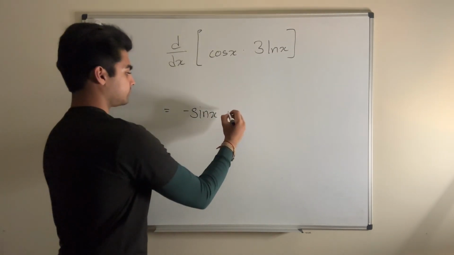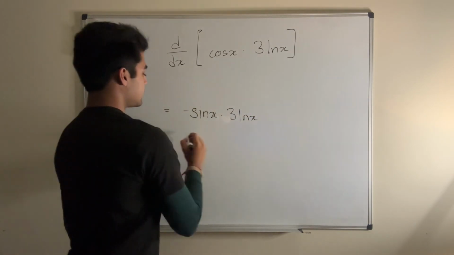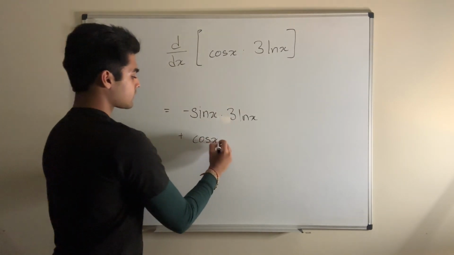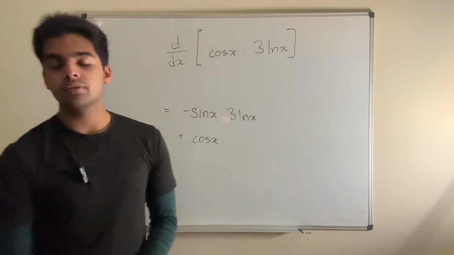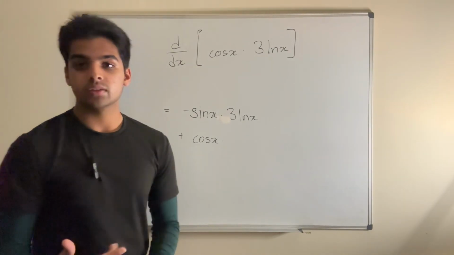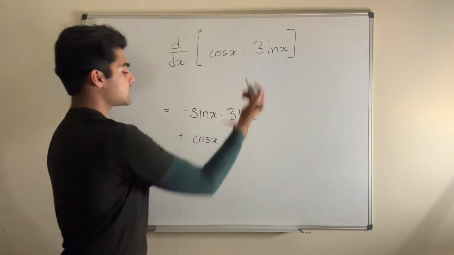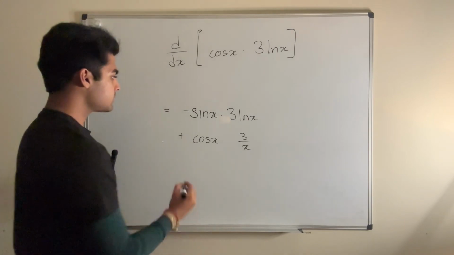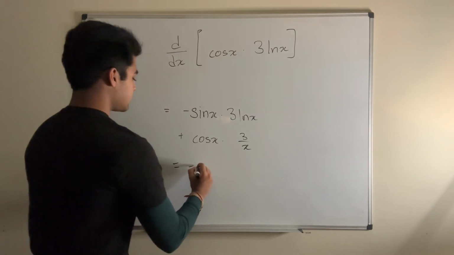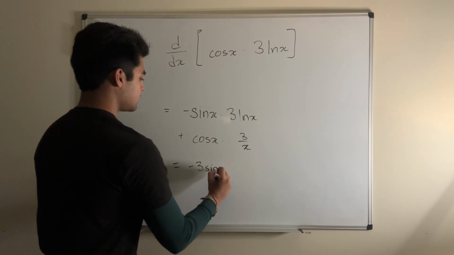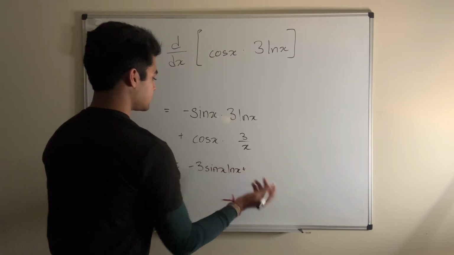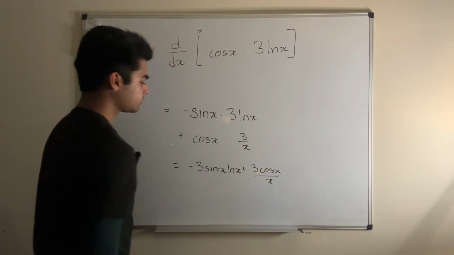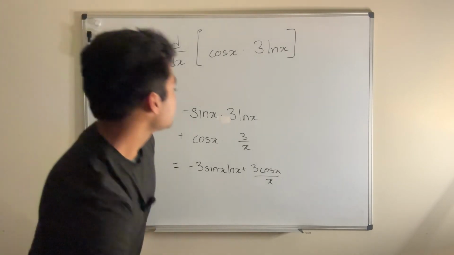times the second function, 3 ln x, and then plus the first function by itself times the derivative of the second function. Now what's the derivative of ln x? That would just be 1 over x, that we also covered in the last video. And then times 3, so we'll just get 3 over x. So if we wanted to simplify this a bit more, we could do negative 3 sine x ln x plus 3 cosine x over x. That's your answer. Let's do another real quick example.